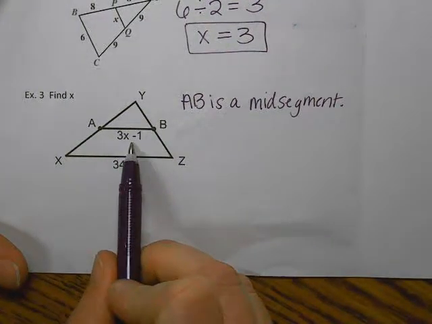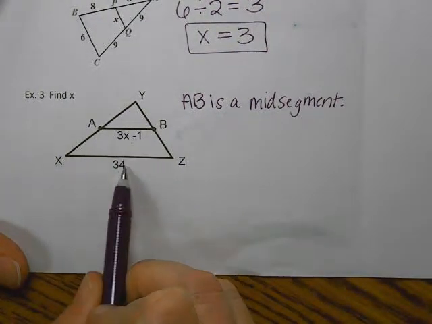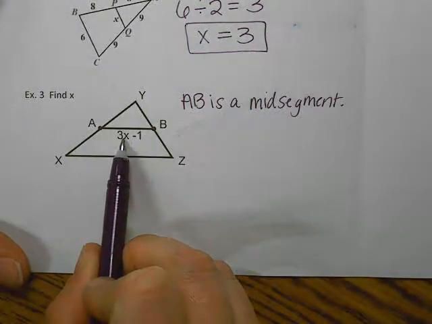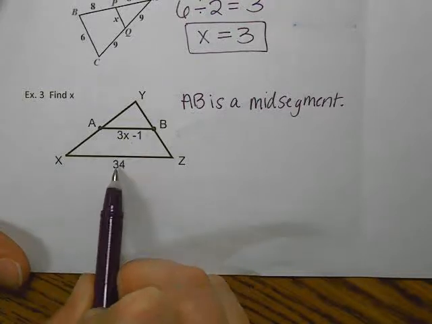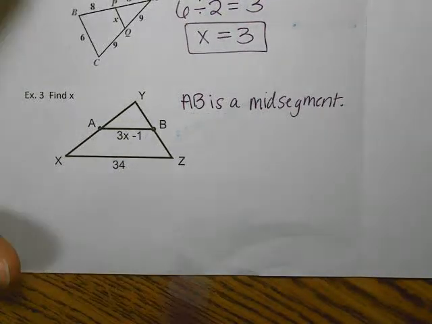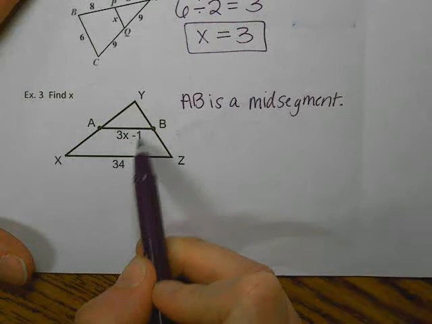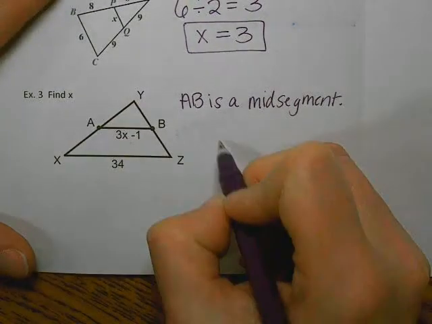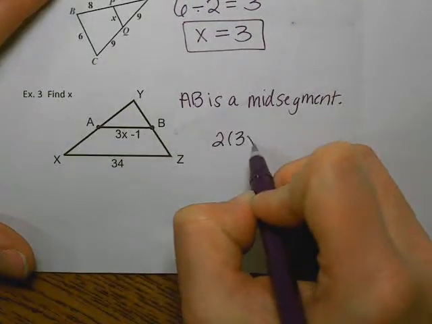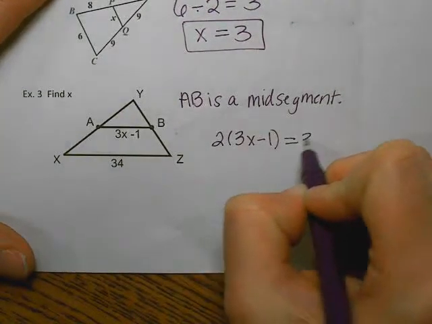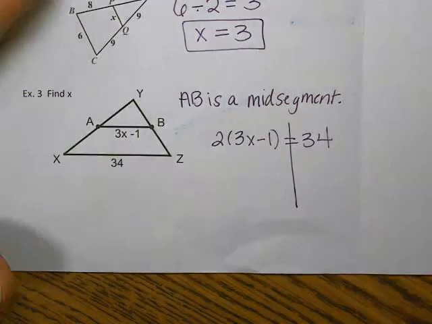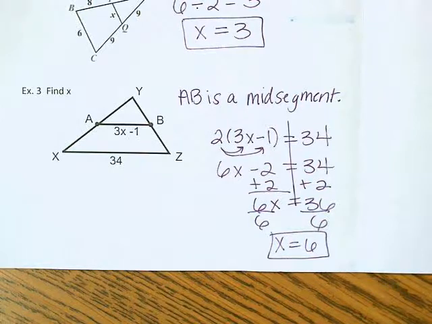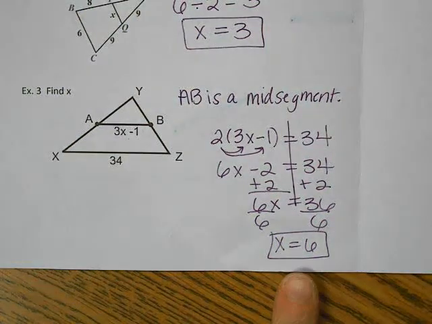How would we find x? Well, I know that AB is half of XZ. Does that make sense? Or I can say that 2 times AB is equal to XZ. So to solve this problem, it's probably easier to multiply this by 2 and say it's equal to that 34. So I would say 2 times 3x minus 1 equals 34, and then solve that equation. Okay, so go ahead and solve that equation. Okay, and just like before, x is equal to 6.